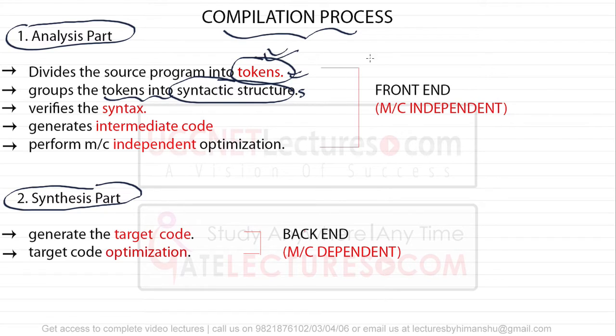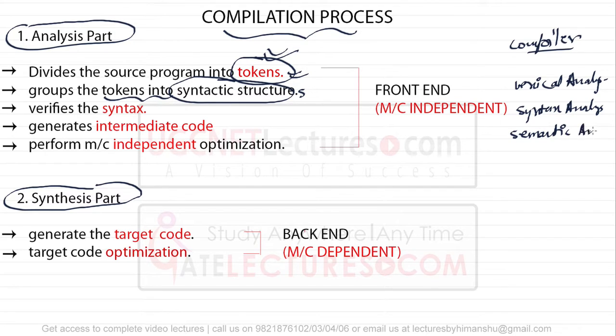There are multiple parts in a compiler. So you can see in the compiler there are multiple parts. Number one is a lexical analyzer. Second one is a syntax analyzer. Third one is a semantic analyzer. Fourth one is an intermediate code generator. Fifth one is a code optimizer. And sixth one is a target code generation.